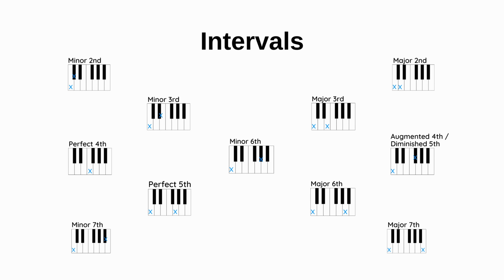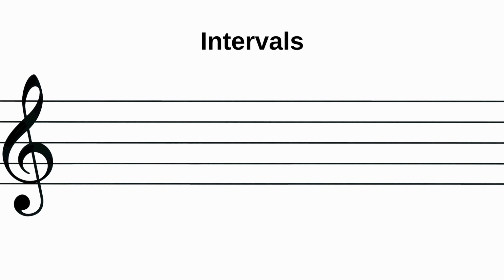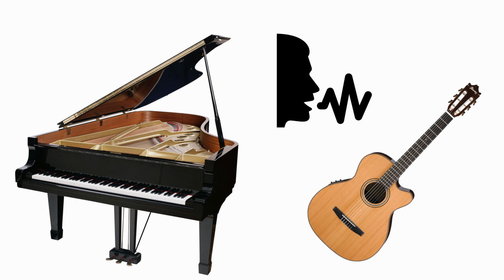Have you ever wondered how musicians can create those beautiful melodies we love to listen to so much? Well, it's because of something called intervals. Intervals are simply the distance between two notes. For example, if you play the notes C and E together, you create an interval of a major third. Intervals can be played on any instrument, whether it's a guitar, piano, or even your voice.